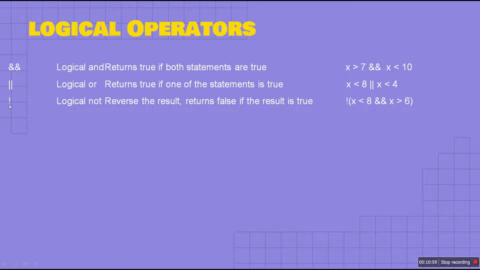This operator returns the reverse of the result. So if this is true, we will get false. If this statement is false, this will result in true. We'll see this in the code.